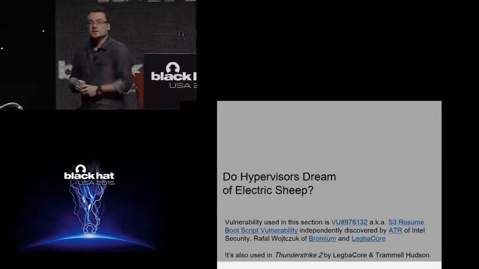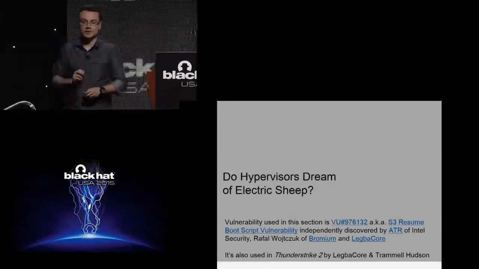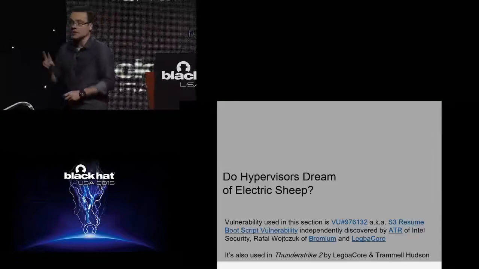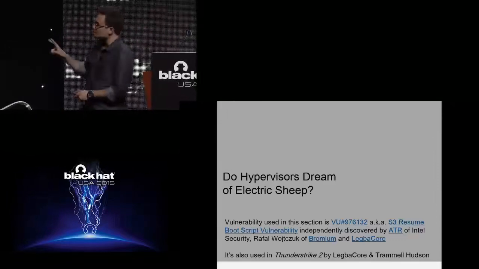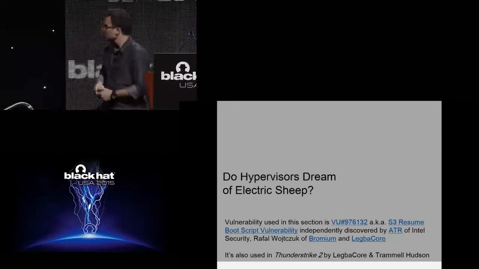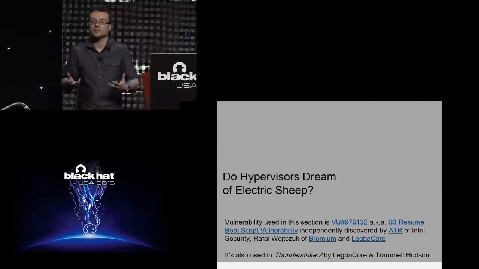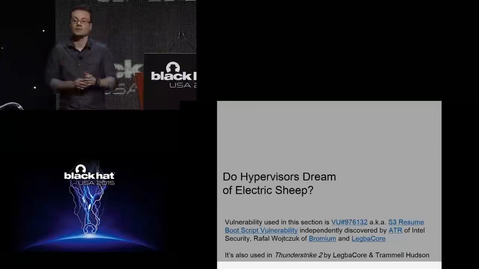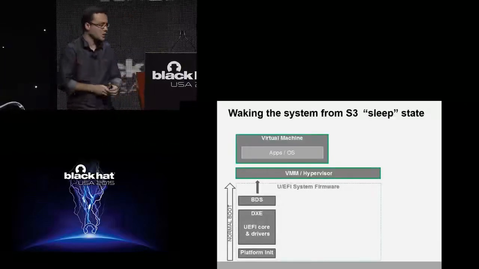So the next issue. I talked about two vulnerabilities in the firmware. The next vulnerability we're using to attack another hypervisor is called the S3 resume boot script vulnerability, independently discovered by our team, as well as Rafal from Bromium and Corey and Xeno from Legbacore. We believe, based on the demo, it will also be used by Trammell and Legbacore in Thunderstrike 2 tomorrow. It's a vulnerability because of the way firmware protects itself when a system resumes from sleep.